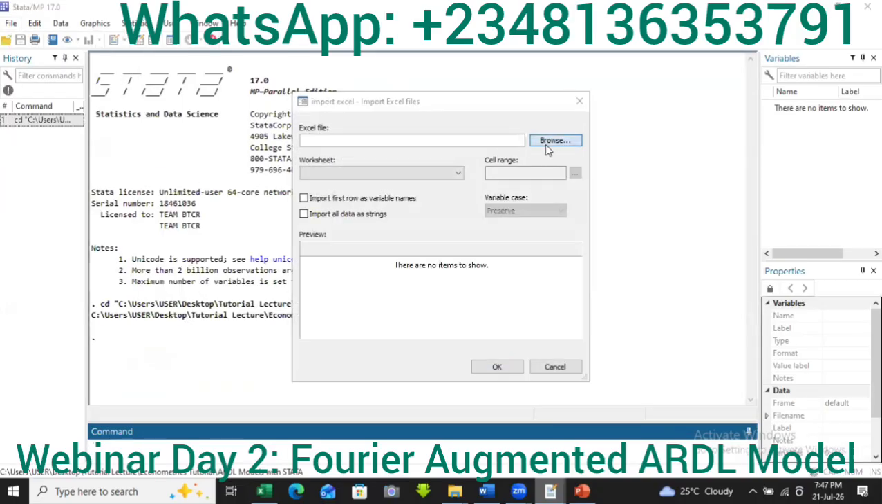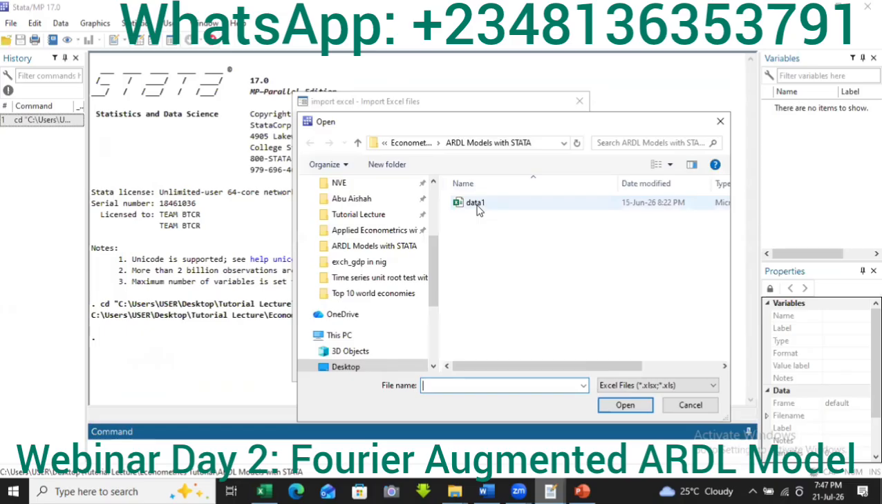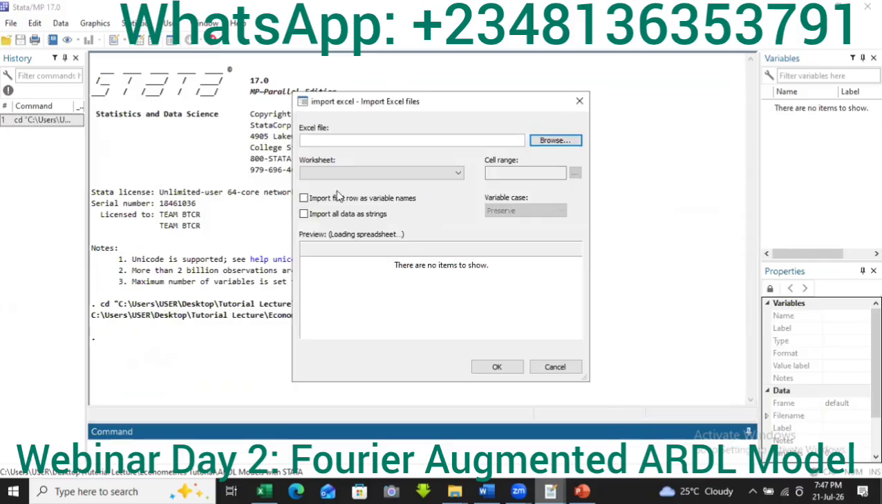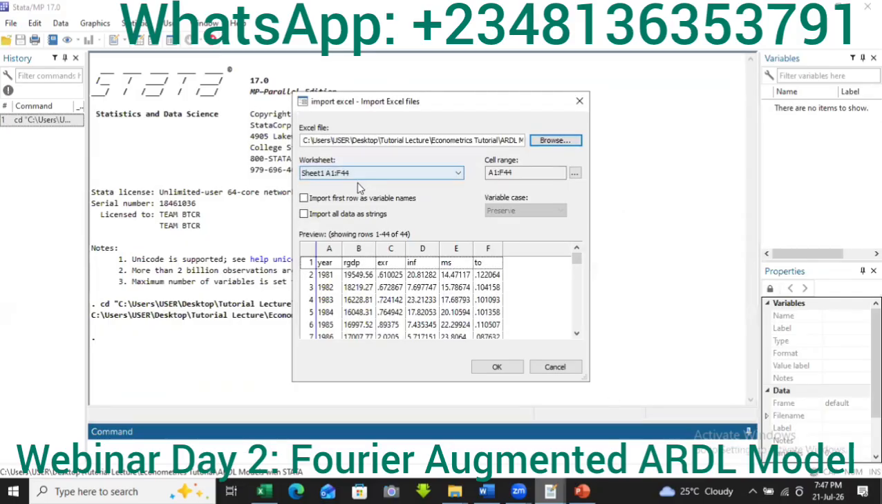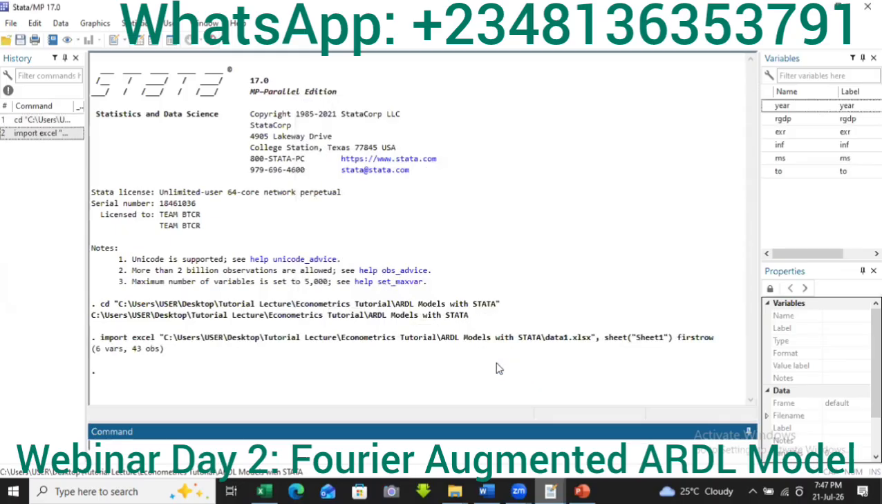Then I click on Browse. This here is the folder, because I've already set this folder as the working directory. So I have my data set. I click on Open. Then I check this first box, import first row as variable names. Then I click OK. So you can see the data set has been imported.